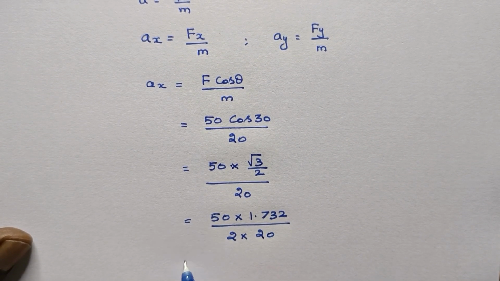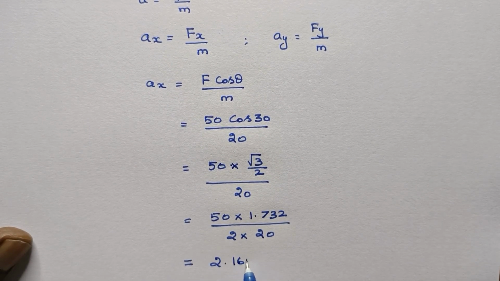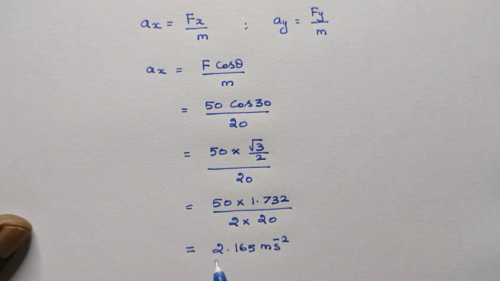So if we simplify this, what answer do we get? We get 2.165 meter per second square, with unit 2.165 meter per second square. Okay, so this is the acceleration in the x direction, Ax.